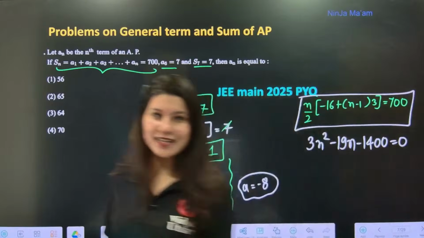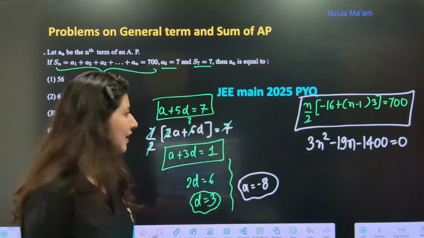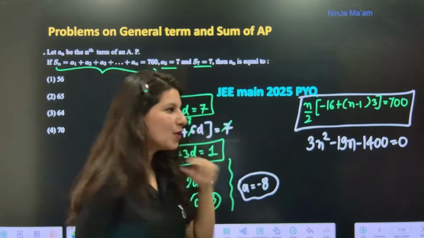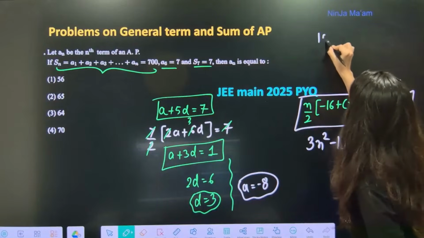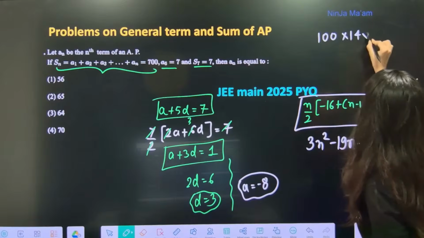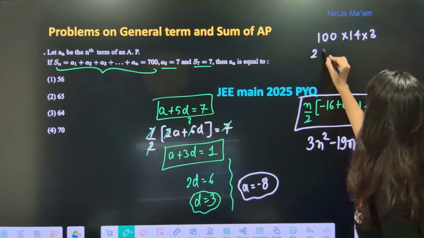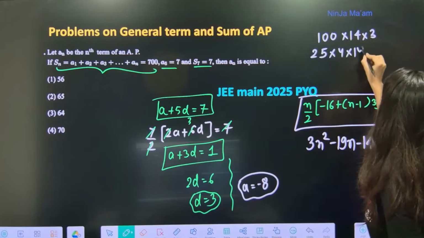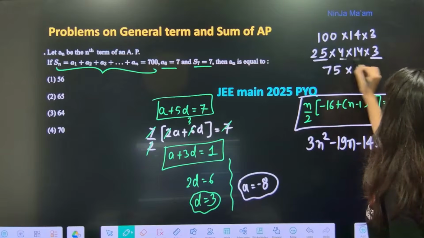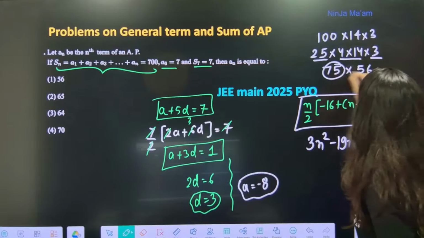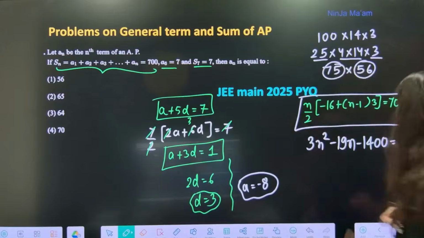Now solving a quadratic can be a pain in your brain. So how to solve this quadratic? 1400. Can I write it as 100 into 14 into 3? Now 100 can be further split, so 25 into 4 into 14 into 3. 25 into 3 is 75 and 14 into 4 is 56. Can you see? 75, 56. If you subtract, you will get 19. So you've got your answer.